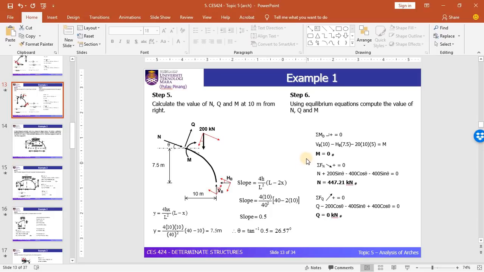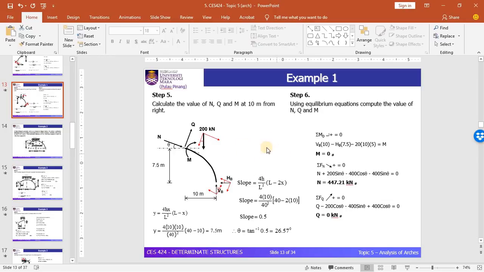So let's look at the other point. This is a point 10 meters from support B. You can see that the y and the angle remain the same as the previous point, because the arch is symmetrical. The point is 10 meters from the support, so it gives the same value of y and the same value of angle. And we do the same thing as we did at the previous point.